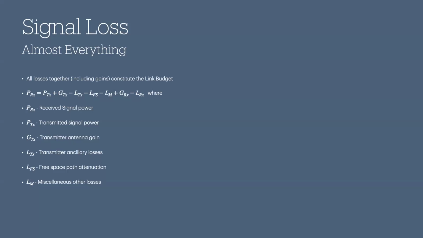Then there are miscellaneous losses on the ground, and the receiver gain that adds to the signal. The receiver gain is the directionality of the antenna on the ground. Usually that's very high, so you gain a lot of strength from that. And then the receiver ancillary losses, once again, cables, connectors, and so on and so forth. All right.